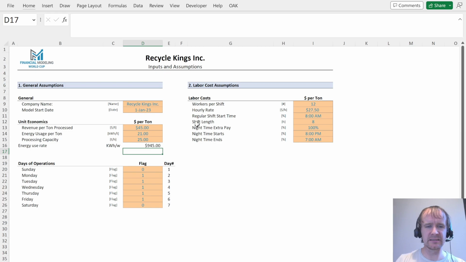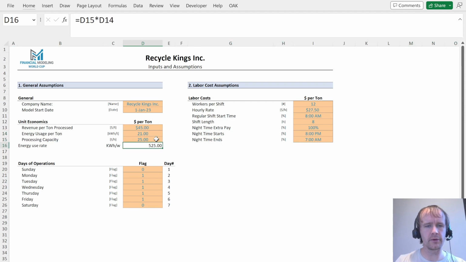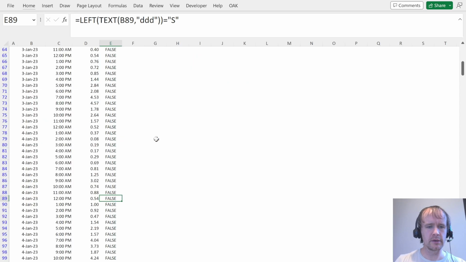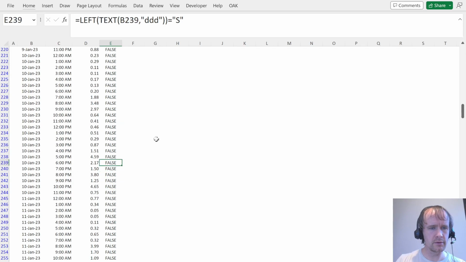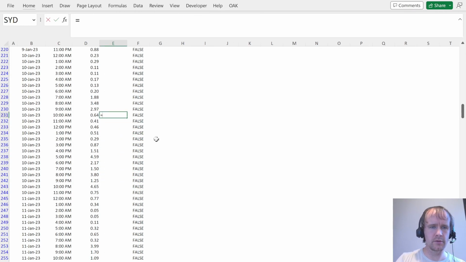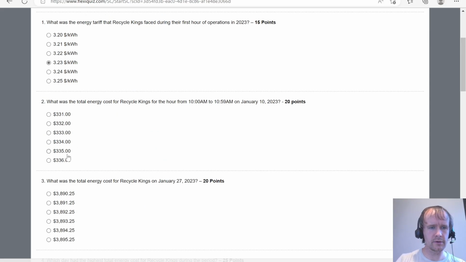And then, sorry, what? Oh, whoops, wrong one. Sorry. So I'm going to multiply this by this. So you do 25 tons. Each ton uses 21, so you're using 525 kilowatt hours. And then, what am I interested in? 10 a.m. on the 10th. $336. Okay.